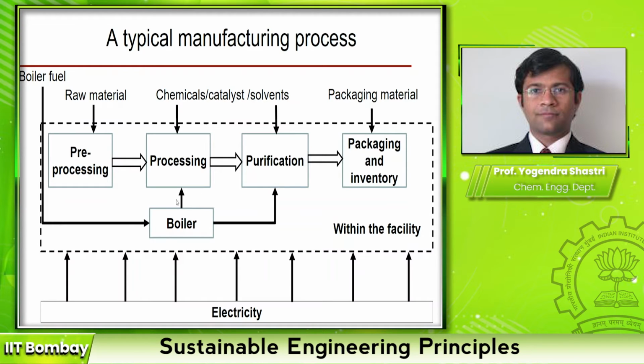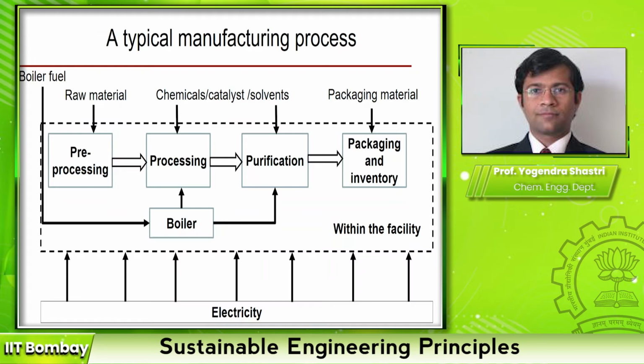Most of the manufacturing facilities and certainly almost all chemical processing facilities have steam requirement, which means they require a boiler. So boiler will provide steam as shown in these arrows, but boiler will itself run on some kind of a fuel, either natural gas, coal or some kind of an oil, and that fuel is typically procured from outside. And this complete facility will require electricity inputs.